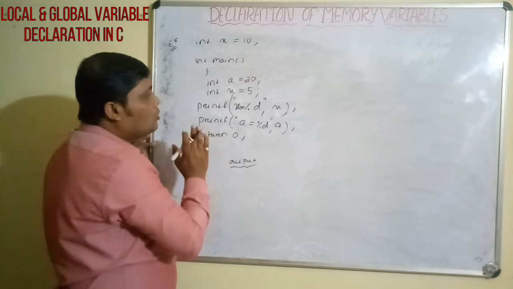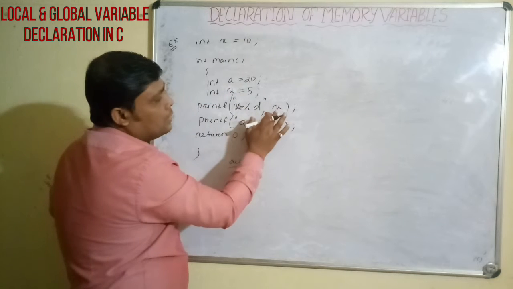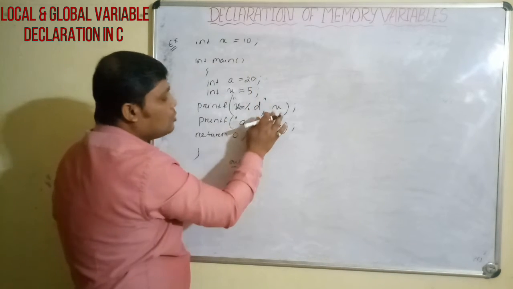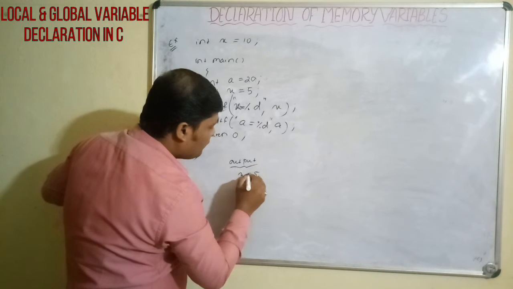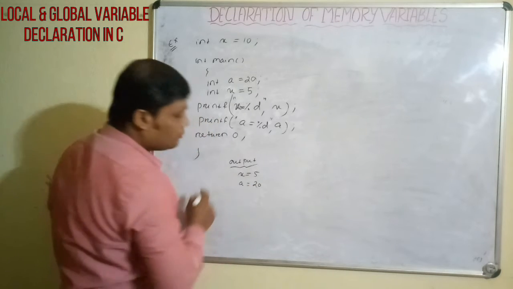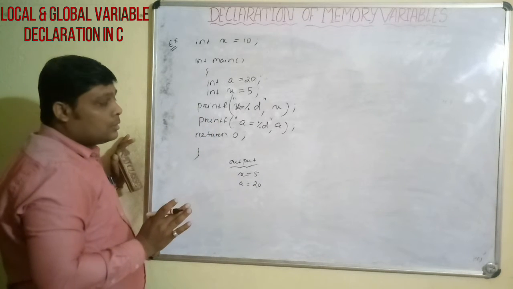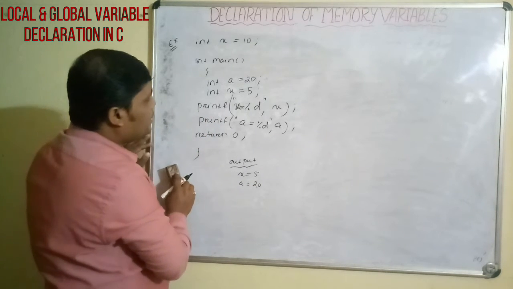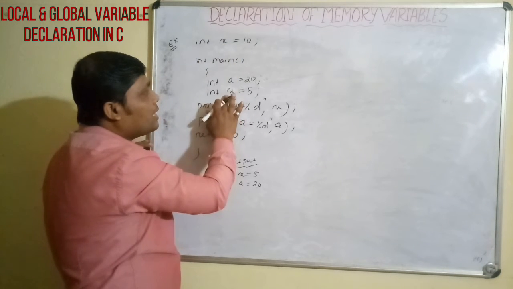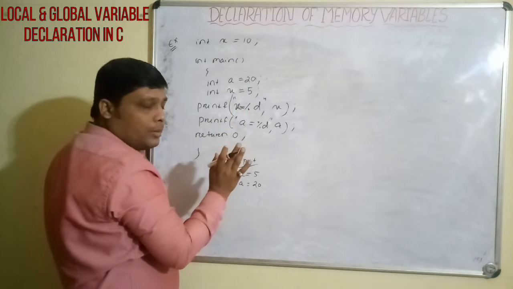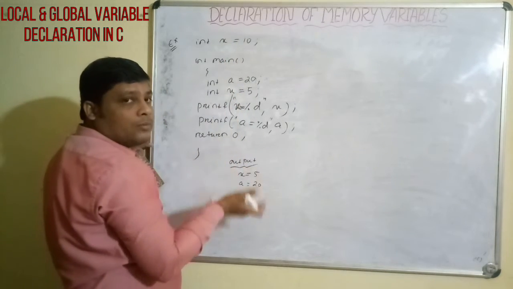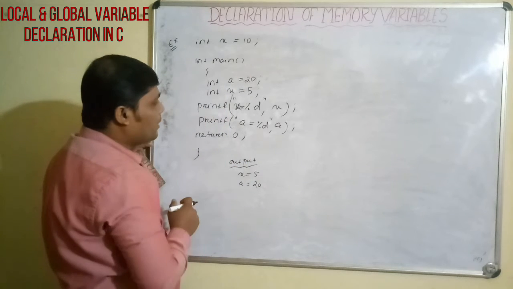Clear? So it will print the value of the local variable, not the global variable. So output will be x equal to 5 and a equal to 20. Clear? Now suppose you want to print the value of this global variable. In this case, if there is the same name in the local variable and global variable, and I want to print both the values of x, local as well as global, then what will happen?